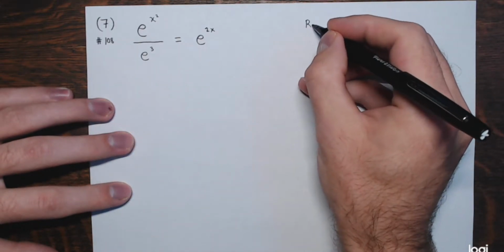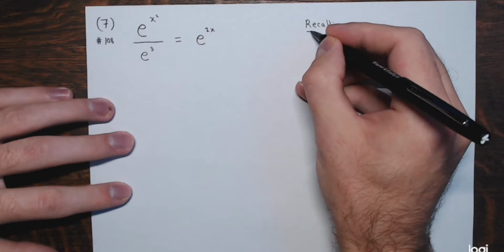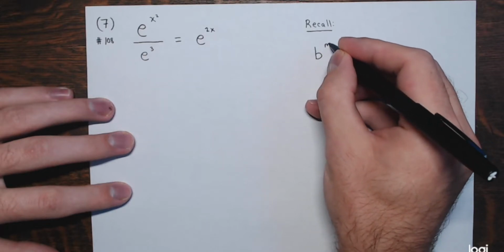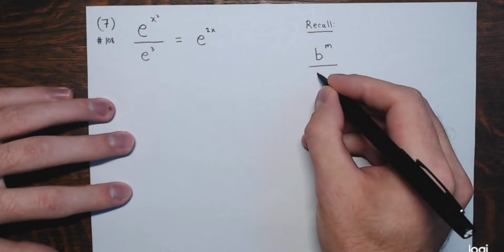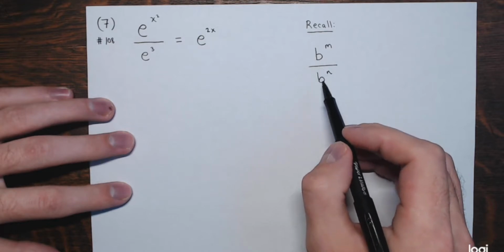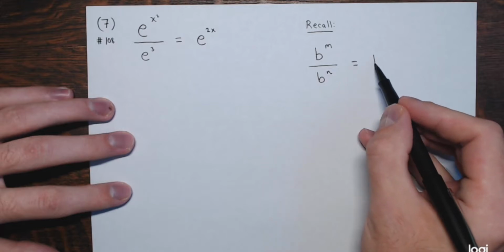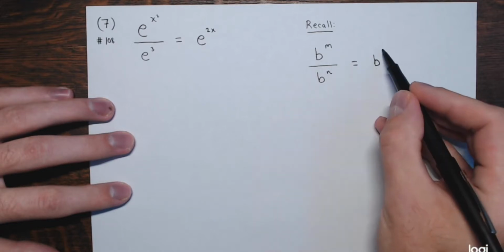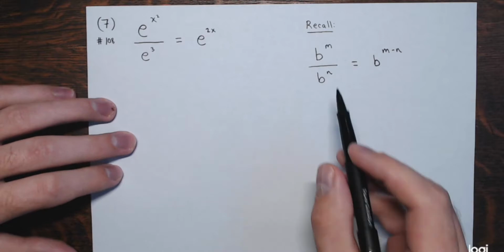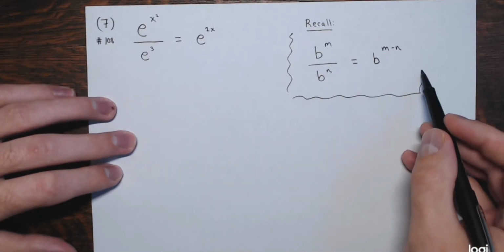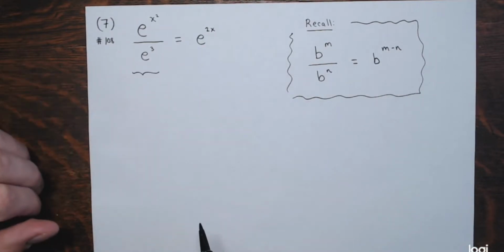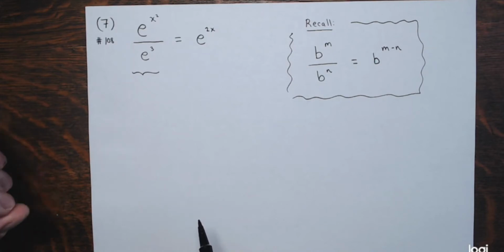Alright, so here we need to remember the quotient property for exponential expressions. b to the m divided by b to the n. When you divide two expressions with the same base, you can keep that base, base b, and subtract the powers. It's the numerator exponent minus the denominator exponent, b to the m minus n. Hopefully you recall all these properties of exponents, because that's going to be needed on the left side here to transform it into an expression with a single base.